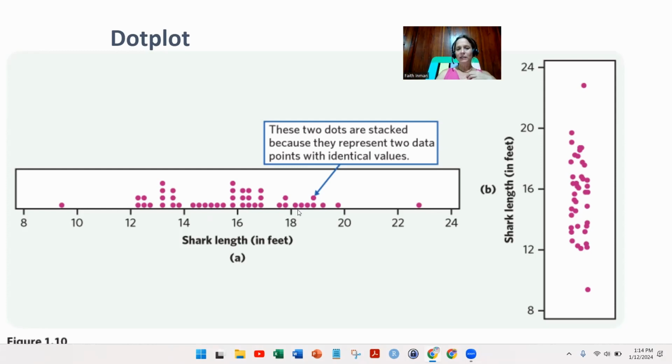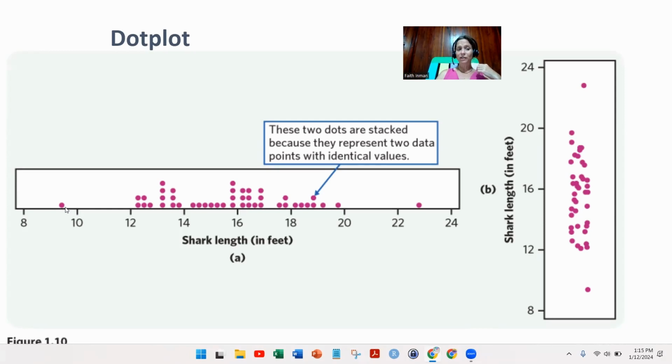So right away, when you look at the dot plot, you get an idea a lot more than, let's say if we had the bar chart of this, maybe we would just represent the mean shark length. Maybe it would be somewhere around 16. Say, okay, shark length on average is 16 feet. But having the dot plot tells us a lot more.